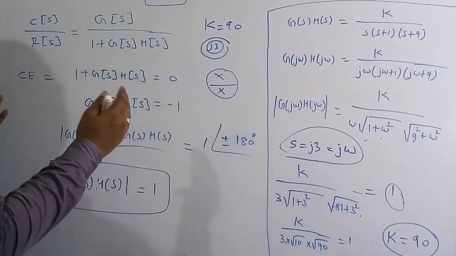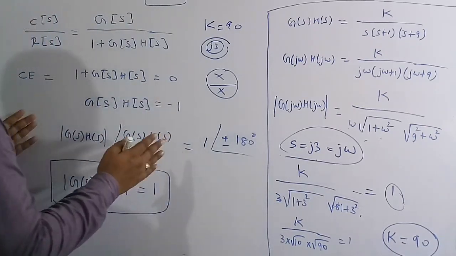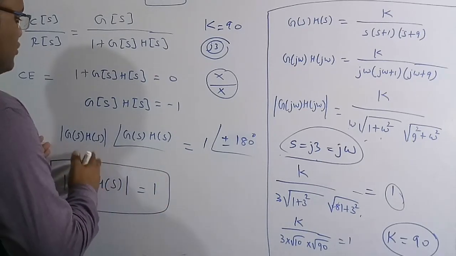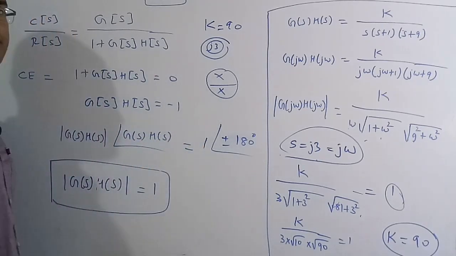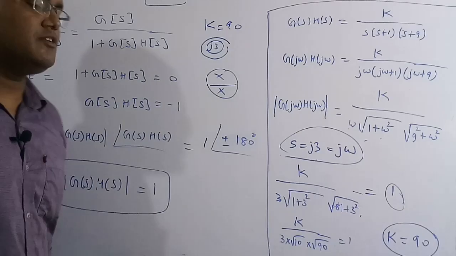Every point on the root locus has to satisfy this condition, which is that the magnitude value is equal to 1 and the angle part should be plus or minus 180. This is the correct solution of this question.